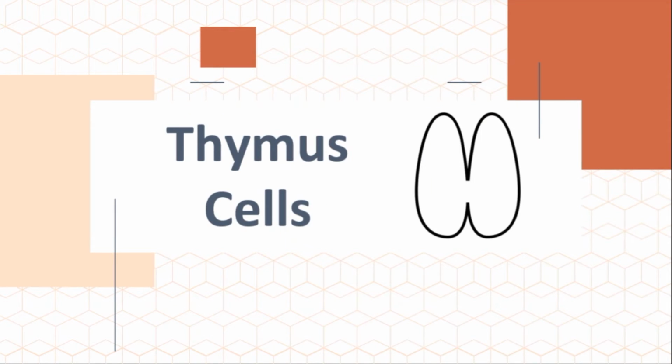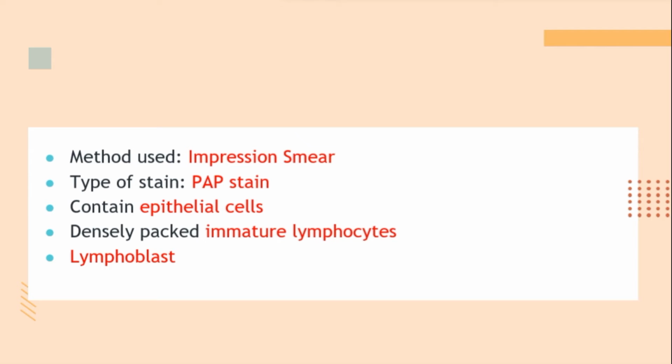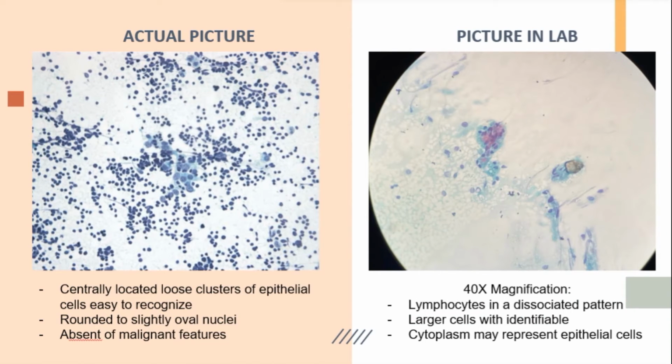We will also be taking a sample from the thymus. The method used for thymus was impression smear and then stained using the PAP staining technique. The normal appearance of thymus may include the presence of epithelial cells, densely packed immature lymphocytes, and we may observe the presence of lymphoblasts. So when observed under the microscope, we are expected to see centrally located loose clusters of epithelial cells which are easy to recognize.